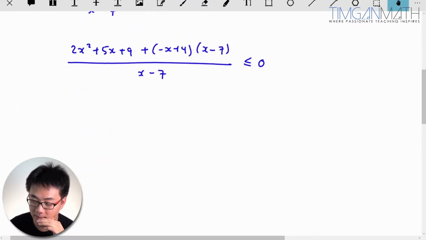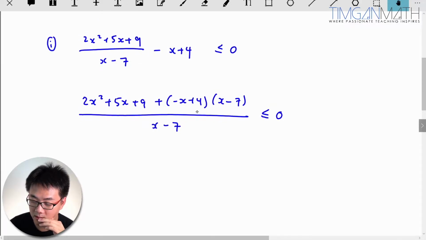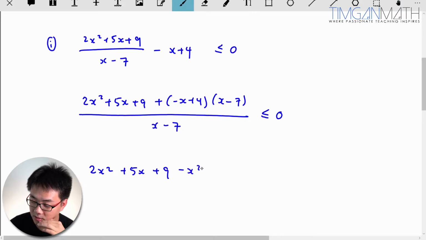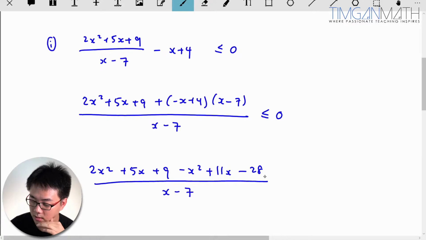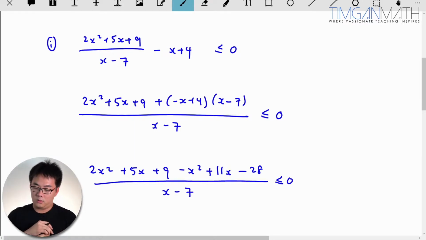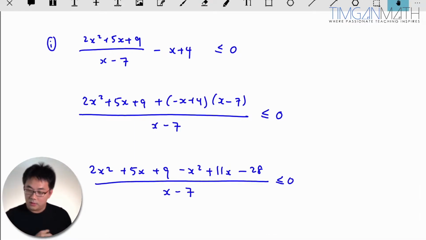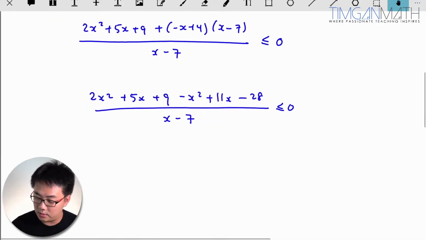Let's try to expand this. In other words, the top is 2x squared, then 5x plus 9. I'm just going to slowly expand it. So this is minus x squared plus 7x, plus 11x, then 7 times 4 is 28. I hope it is okay. Great. Once you get it, then you're just going to simplify this.